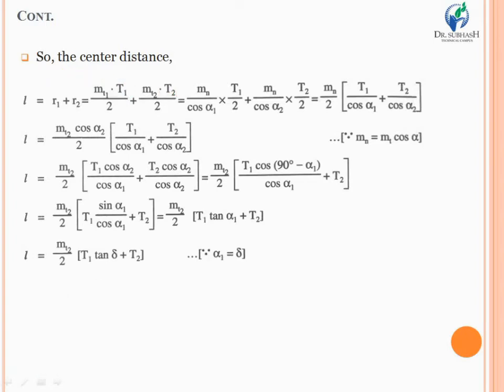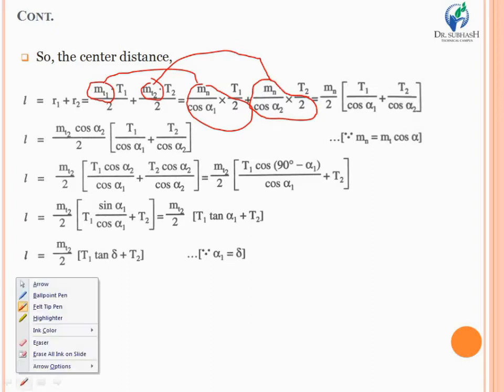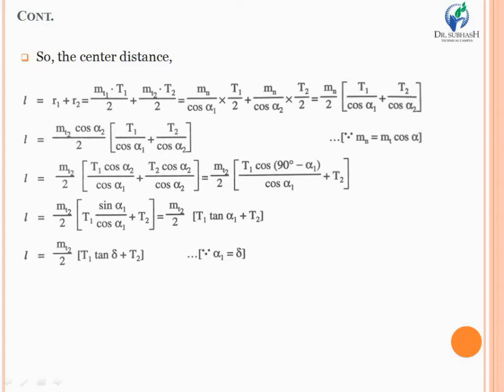Still, you have the option for further simplification of this relation by replacing MT1 with the relation MN upon cos alpha 1. Similarly, you can replace MT2 with MN upon cos alpha 2. Then the entire equation looks like MN upon cos alpha 1 into T1 upon 2, plus MN upon cos alpha 2 into T2 upon 2. Now we know that MN by 2 is the common term, and it can be separated out from the bracket. So ultimately you will have MN by 2 times T1 upon cos alpha 1 plus T2 upon cos alpha 2.